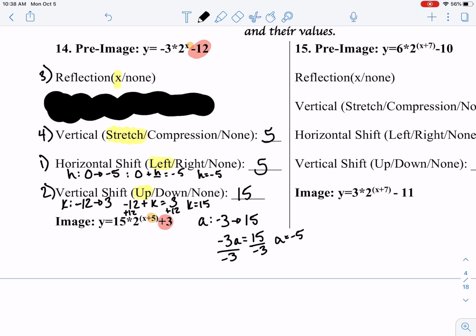Again, to kind of wrap this video up, if you can get your shifts done and reflections, you'll be down to most of the time 1 or 2 answer choices where the difference is going to be stretch or compression.